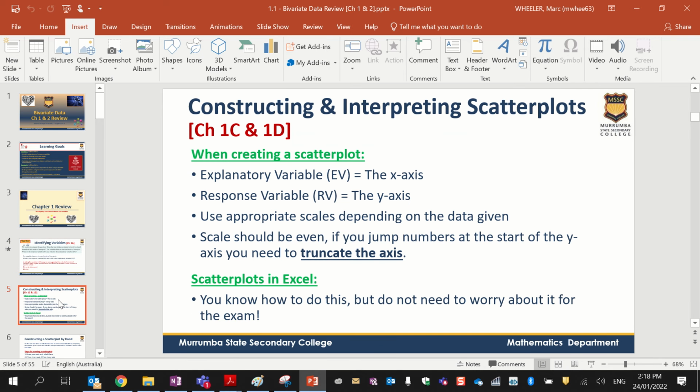Constructing and interpreting scatter plots. We did this on Excel, but we don't need to worry about that for the exam, but we do need to be able to create these by hand if we're asked to in an exam. Just a reminder, the most important thing, the explanatory variable is on the x-axis, which means the response is on the y. Make sure you use appropriate scale, and your scales should be even. If you jump numbers at the start of the y-axis, you need to truncate the axes. I'll give you some examples.